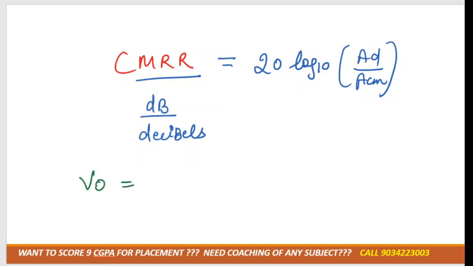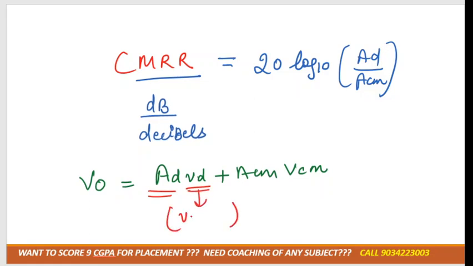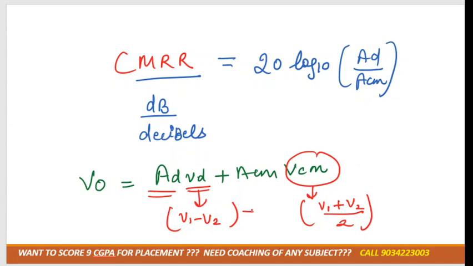There is one more formula. Output voltage is represented by AD VD plus ACM VCM. For this AD, maybe they have given it in the question. VD is the difference in the two voltages, so VD is V1 minus V2. And VCM is the common mode, in which we need to calculate the mean, so the VCM formula is V1 plus V2 divided by 2. Generally they'll give you the values of V1 and V2, and we'll need to calculate the output voltage. Clear?